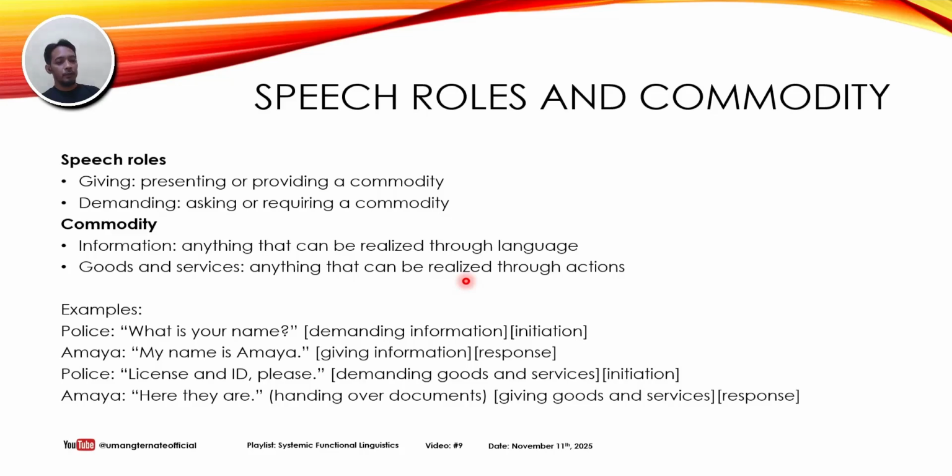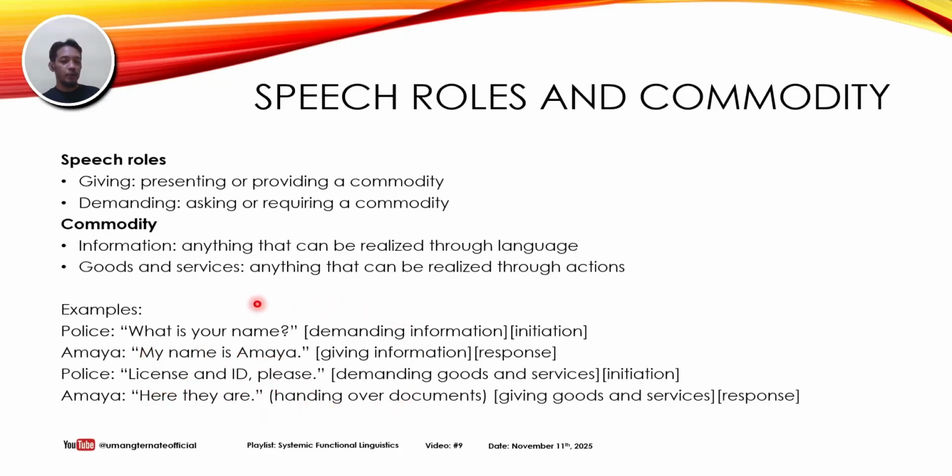Now we can take a look at the examples here. A short discussion between a policeman and a girl named Amaya. What is your name? My name is Amaya. License and ID, please. Here they are. And then handing over the documents.